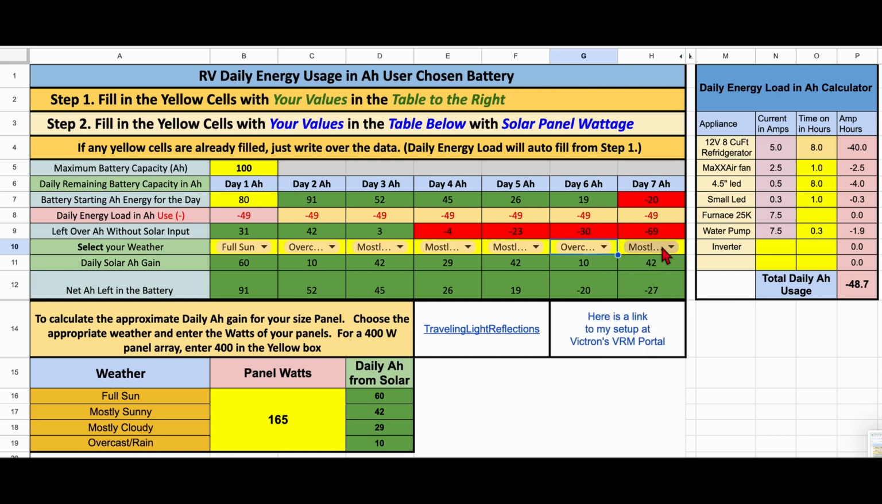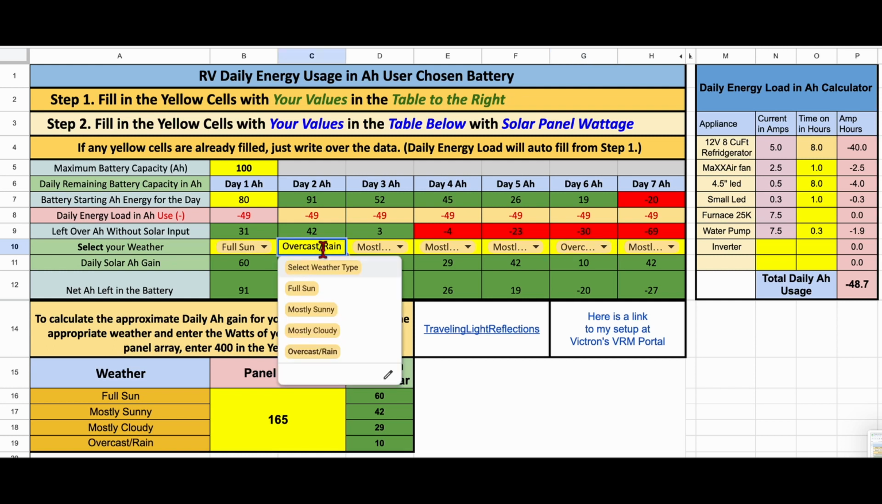Okay, so I just threw some values in here. So the way that this person's system is set up, in full sun with the 165 watt solar panel and the 100 amp hour battery, starting at 80%, if they left and they had an overcast day, it's overcast and raining, and those are the days that you really get barely any solar, as you can see the drop here from 91 down to 52.